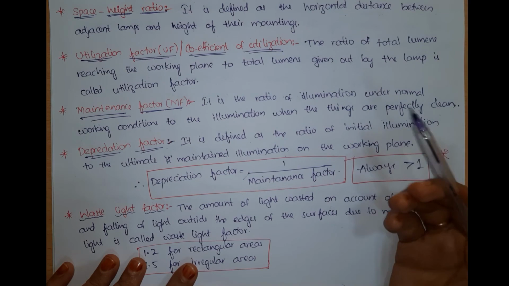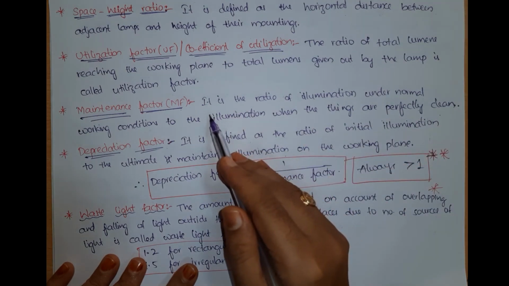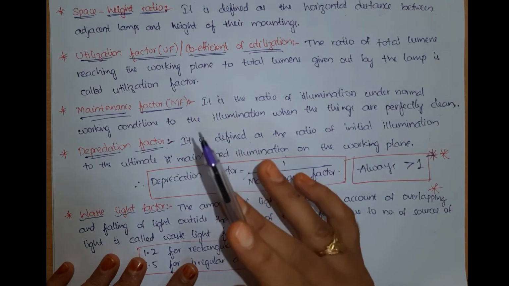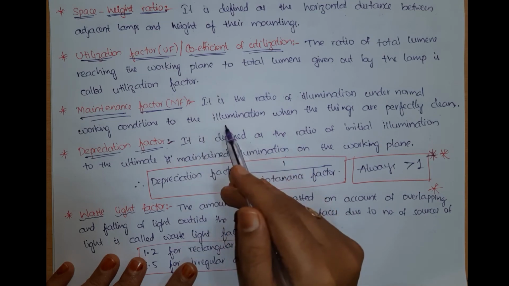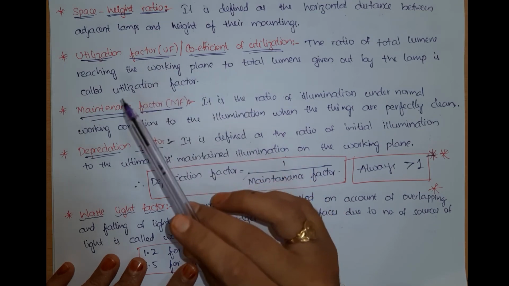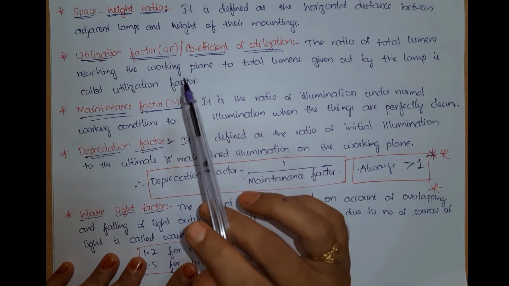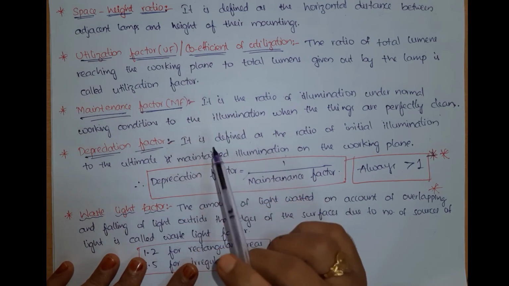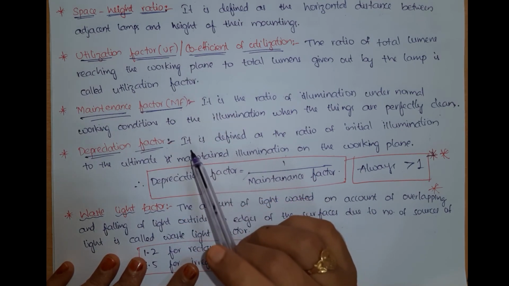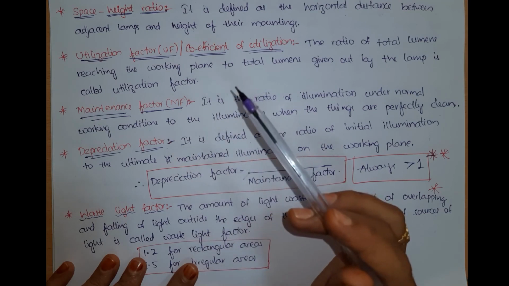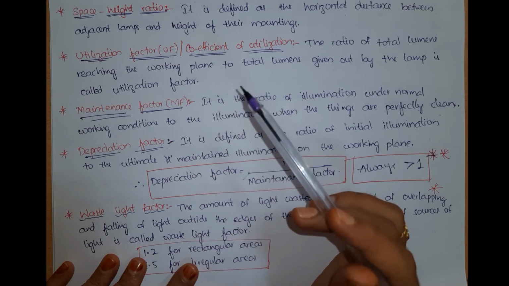It is not utilized. For example, I need to read a paper, but the complete light from the source does not fall on the paper. Some of that light also falls on the adjacent sides of the paper, but that is not utilized by me, because I only need to read the paper. Some amount of light is wasted by going to the corners and adjacent sides.